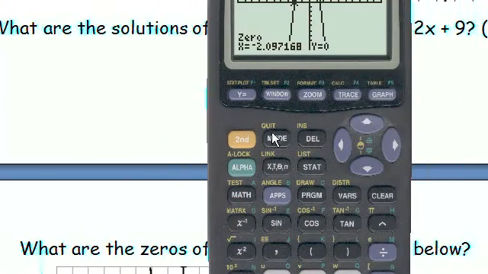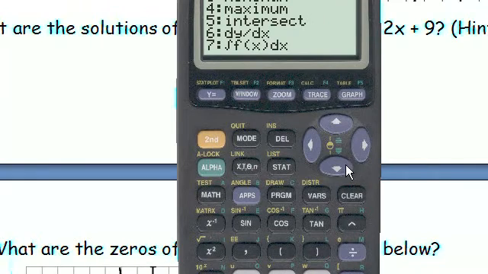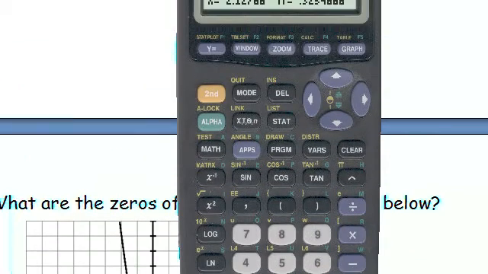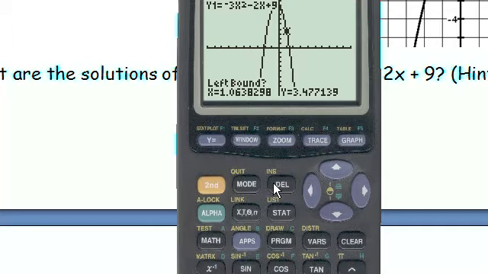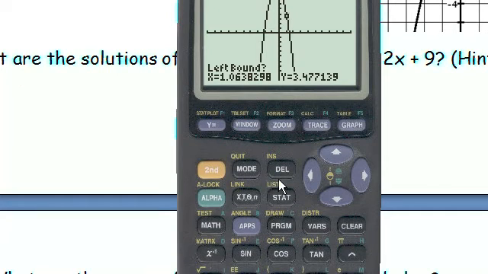Let's see what our second zero is. Second, trace, zero, enter. I told some classes this, but I had a math teacher in high school. My calculus teacher was from Lebanon, and he would say, "Zero. Let's calculate our zeros, class."